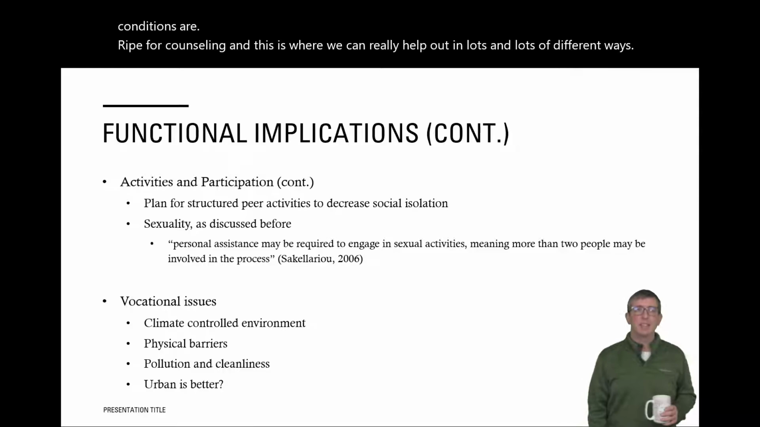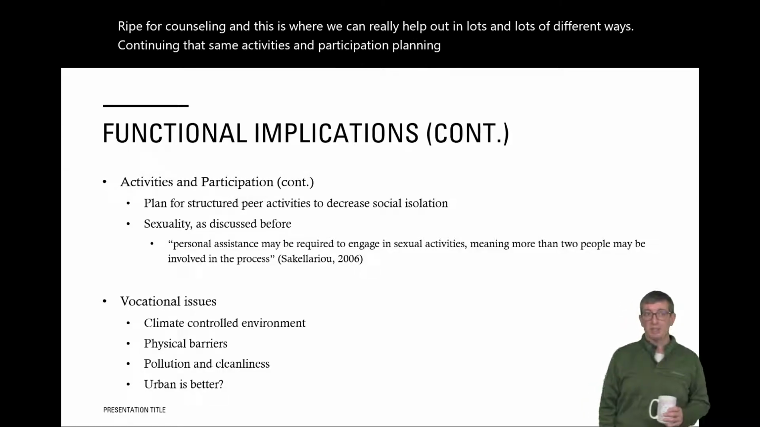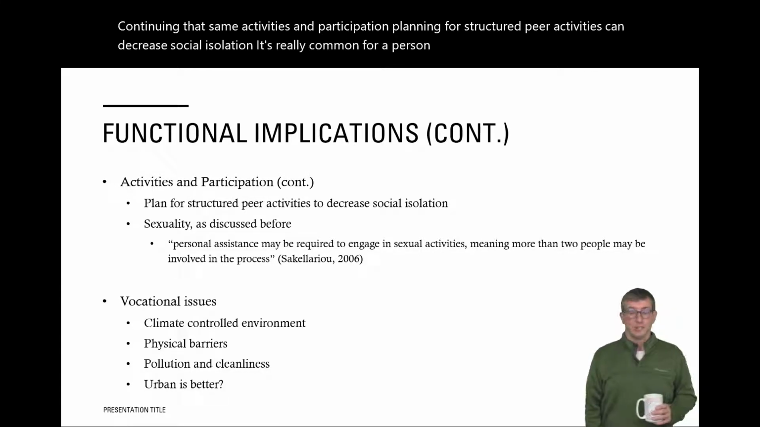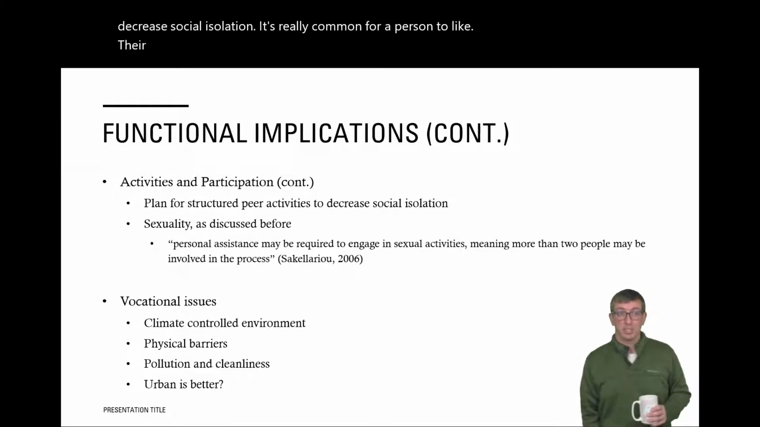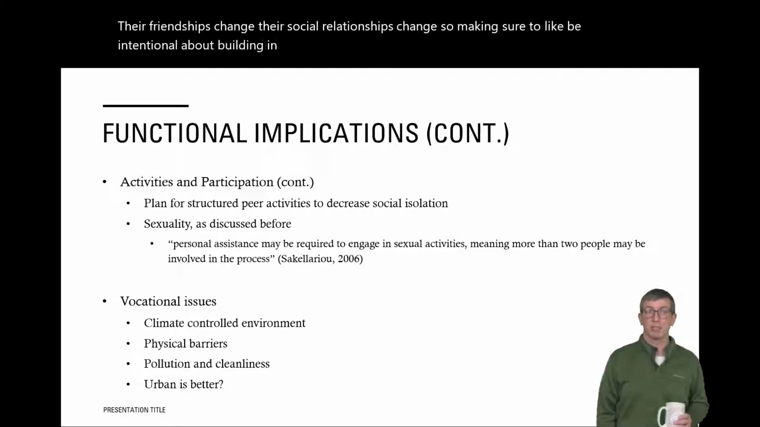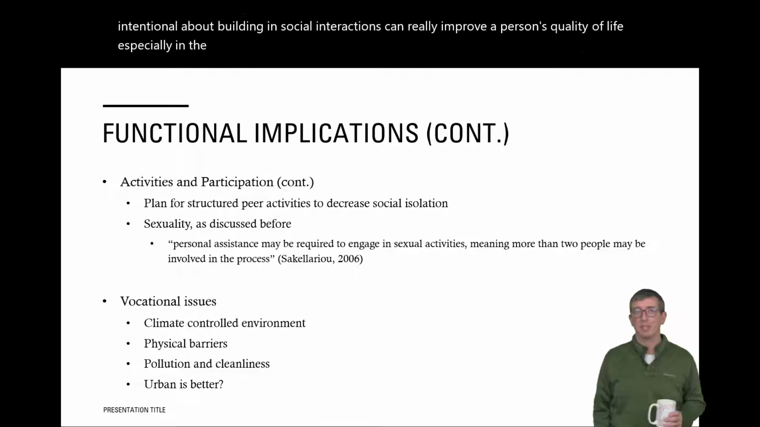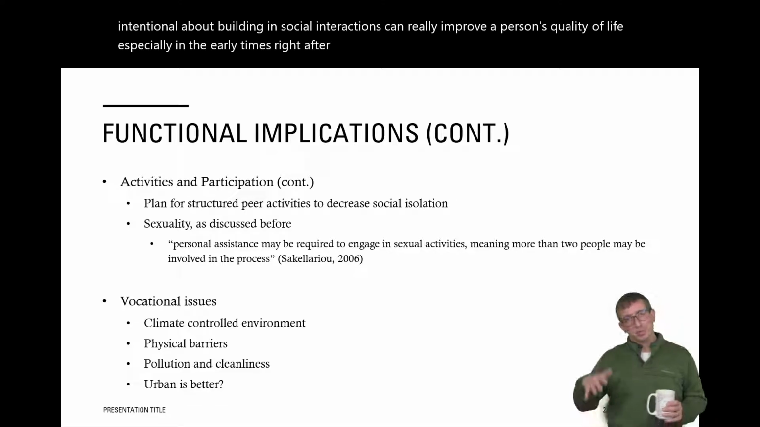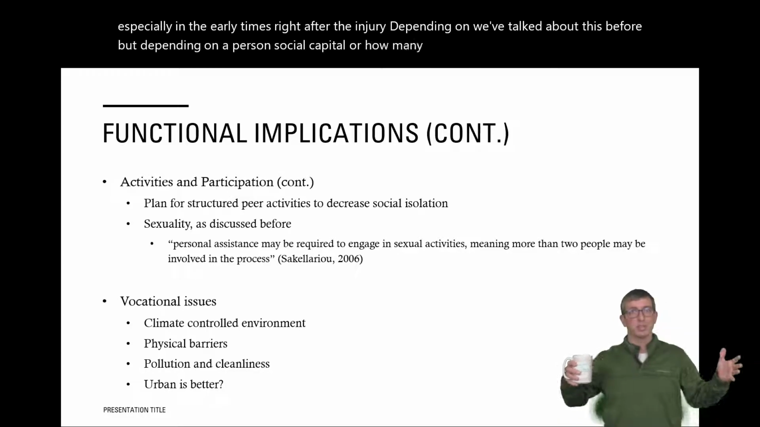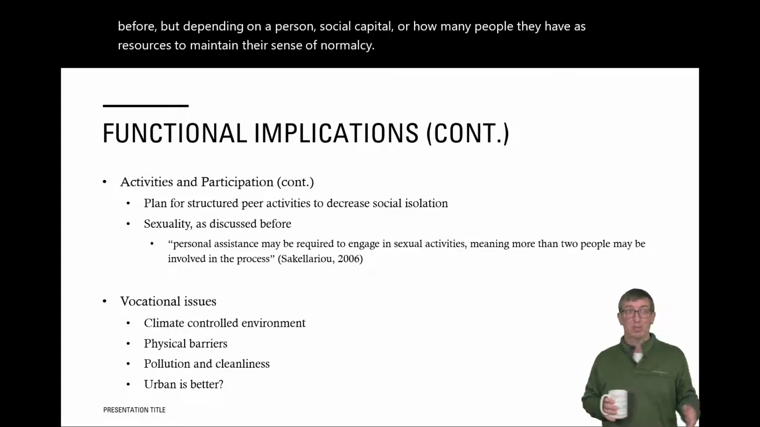Continuing that same activities and participation, planning for structured peer activities can decrease social isolation. It's really common for a person's friendships and social relationships to change. So making sure to be intentional about building in social interactions can really improve a person's quality of life, especially in the early times right after the injury. We've talked about this before, but depending on a person's social capital, or how many people they have as resources to maintain their sense of normalcy, that can be really, really important here.